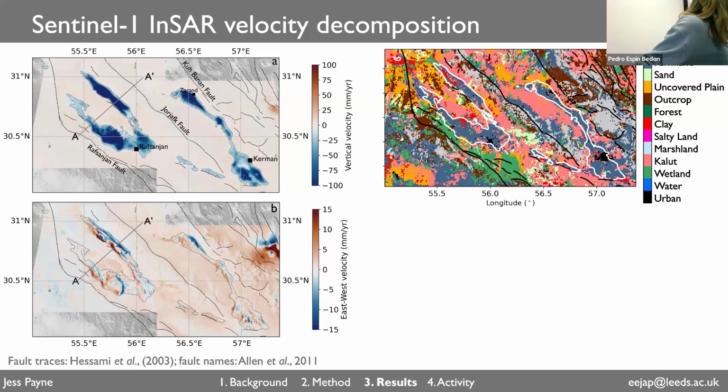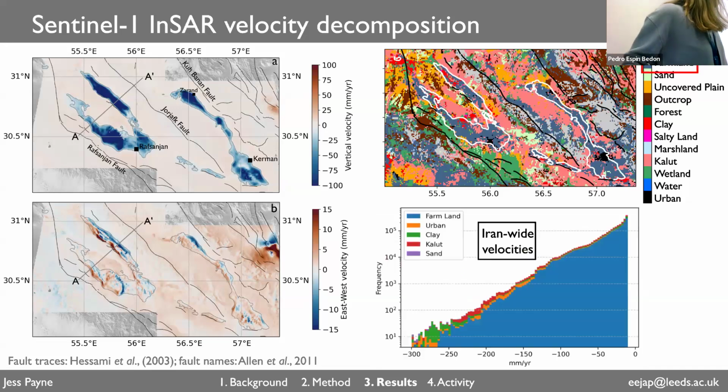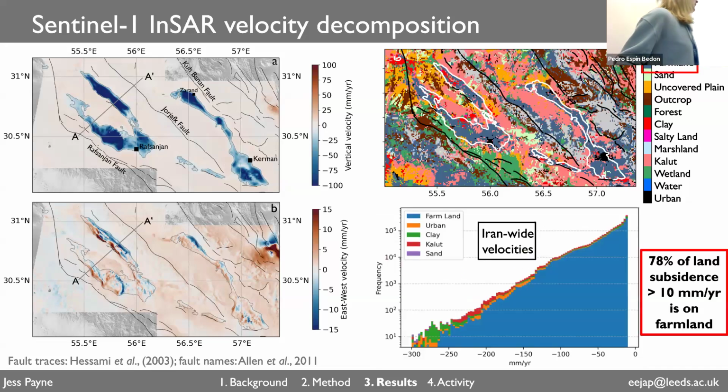Looking at the land use of these subsidence areas, you see on the top right that most of the area inside the white line, which is where the subsidence is, is agriculture. In fact, across the whole of Iran, about 78% of land subsidence that is quite fast is related to farmland.